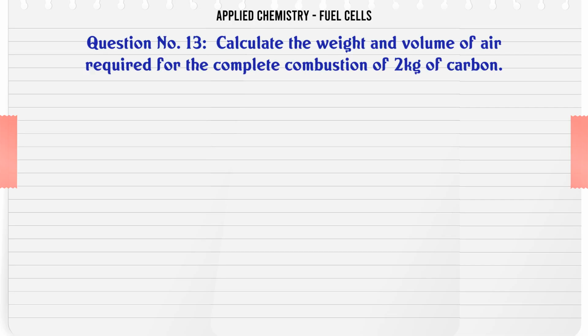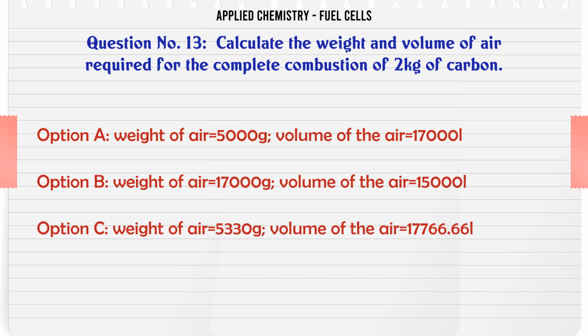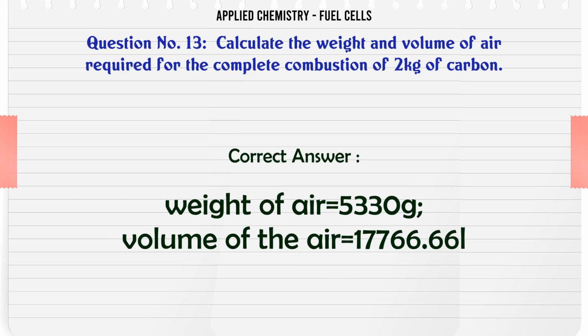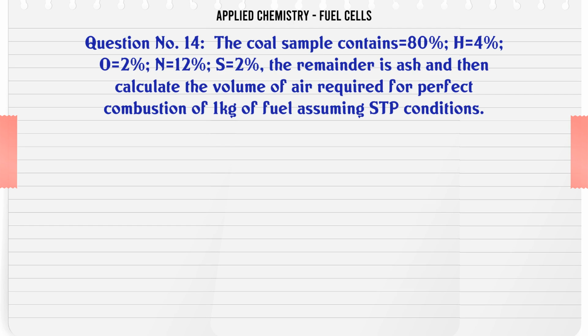Calculate the weight and volume of air required for the complete combustion of 2 kg of carbon. A. Weight of air 5000 g, volume of the air 17000 L. B. Weight of air 17000 g, volume of the air 15000 L. C. Weight of air 5330 g, volume of the air 17766.66 L. D. Weight of air 8220 g, volume of the air 155.45 L. The correct answer is weight of air 5330 g, volume of the air 17766.66 L.